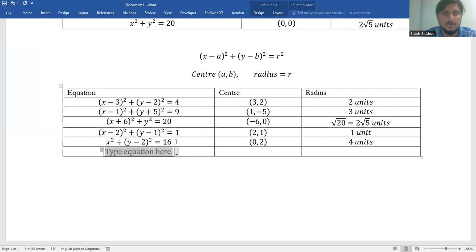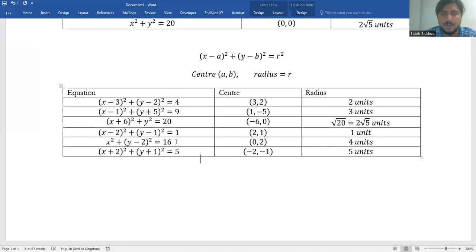Okay, now let's just go through another equation. If I write it as (x plus 2) whole square plus (y plus 1) whole square is equal to 5. So in this particular case, the center is (minus 2, minus 1) and the radius is root 5.